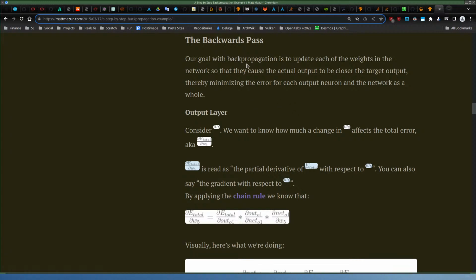Our goal with backpropagation is to update each of the weights in the network so that they cause the actual output to be closer to, I guess, the target output, thereby minimizing the error for each output neuron and the network as a whole.